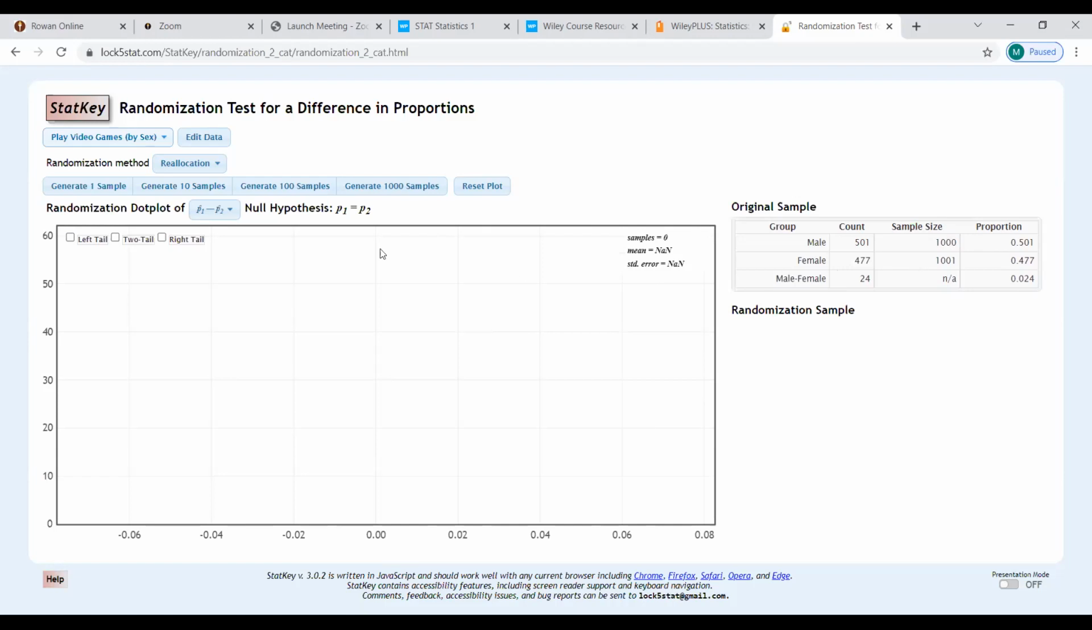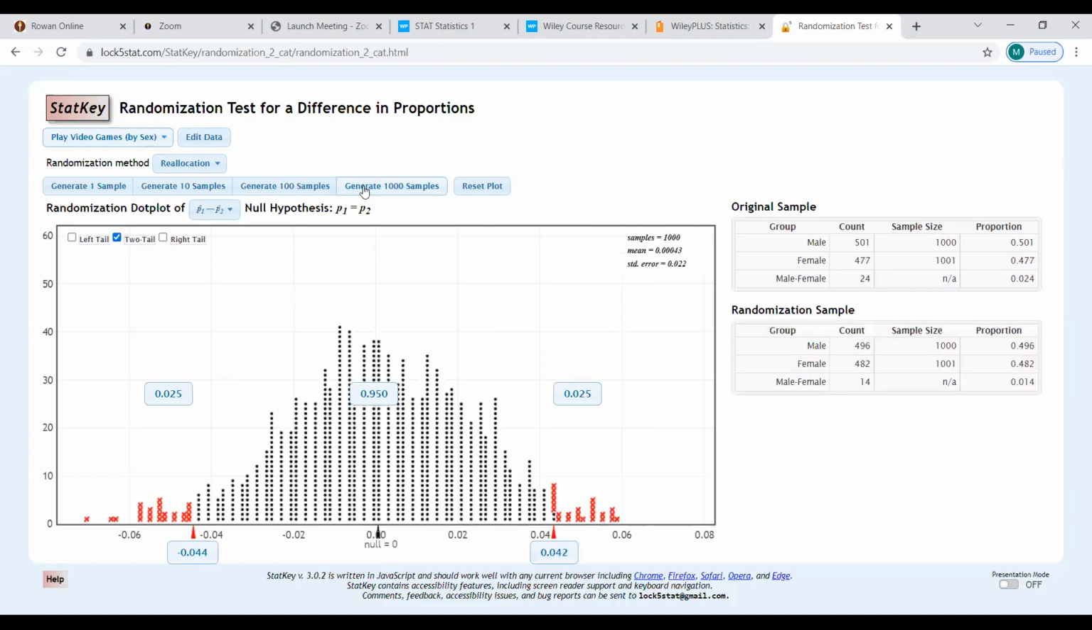So this is called a two-tailed test because the alternative hypothesis has not equal to. So we're going to click two-tail in this case, and we'll create 1,000 of these randomization samples. Now, once again, this is really important to understand. It defaults to 0.025 on each tail here. Because it's two-tail, there's going to be two places where there's red. See, the null difference is 0 because the null hypothesis says there's no difference between the two groups. Therefore, the difference between their proportions is 0.